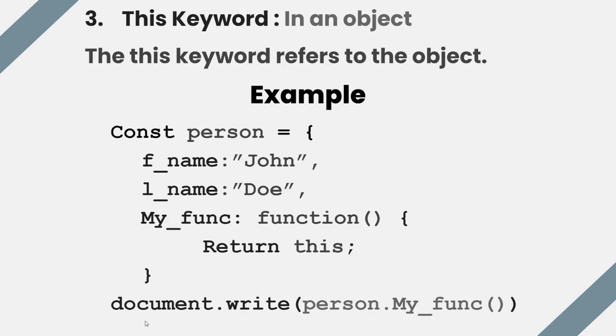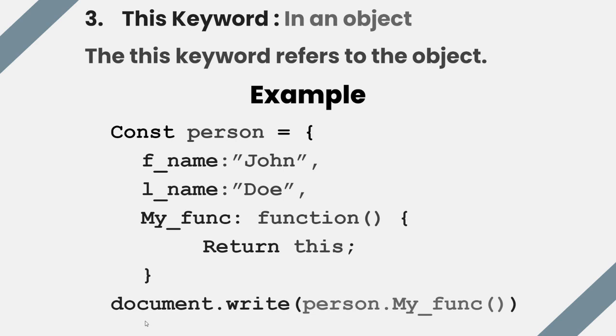Next, we have the this keyword within an object, or you can say within an object method. And here in this case, the this keyword would actually refer to the object itself and not the global object.